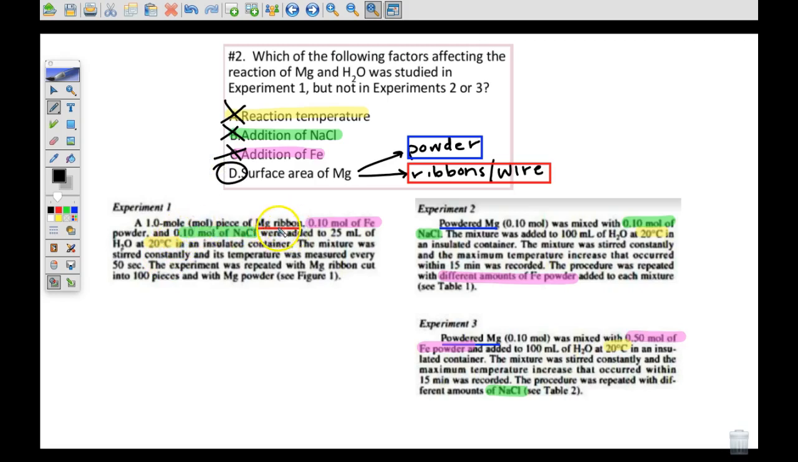But I want to point out that it's pretty subtle inside the experiments in themselves. So in experiment 1, the word ribbon is here. That means that it's more of like a wire substance. But in experiments 2 and 3, it's powdered, meaning it's crushed. So that would affect the experimental rate because the smaller the pieces of something, the faster the reaction will go.